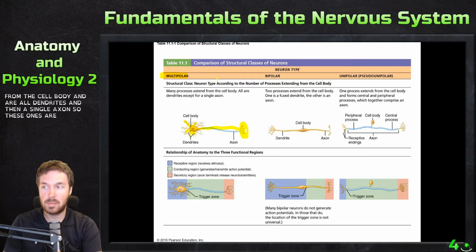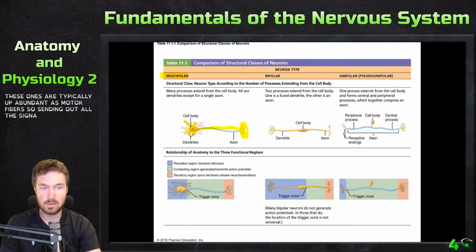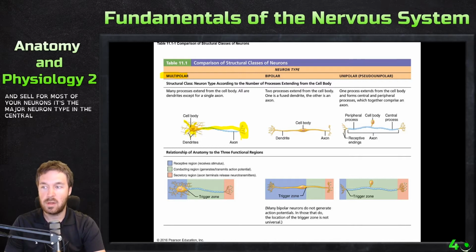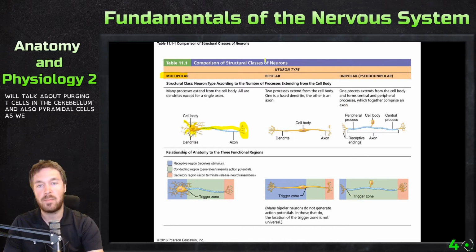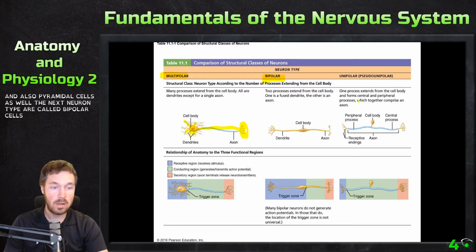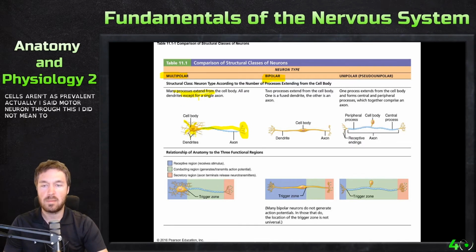So these ones are typically abundant as motor fibers. So sending out all the signals moving through your brain, all the motor outputs and so forth. Most of your neurons, it's the major neuron type in the central nervous system. We'll talk about Purkinje cells in the cerebellum and also pyramidal cells as well. The next neuron type are called bipolar cells. So these ones aren't as prevalent. Actually, I said motor neurons for this. I did not mean to say motor neurons.